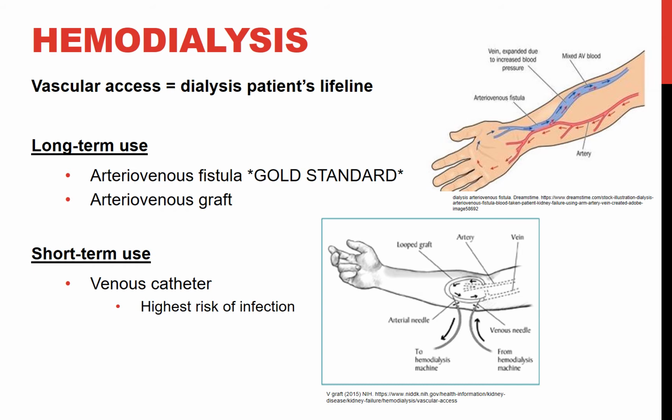A venous catheter is short-term access and commonly used if kidney disease has progressed quickly and the patient doesn't have adequate time for placement of a long-term access. They should be used short-term because they have the highest risk of infection.